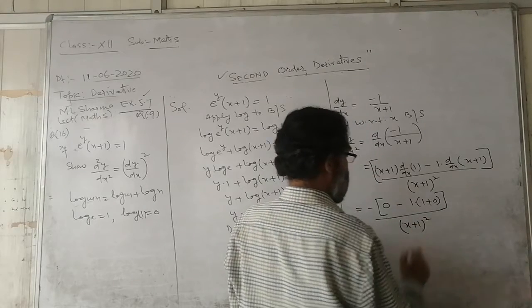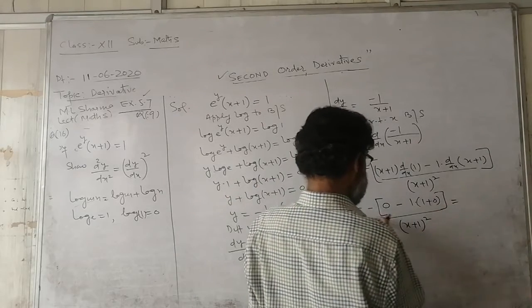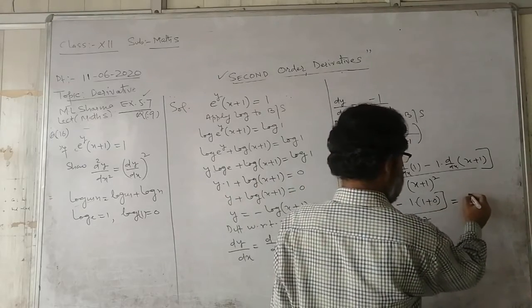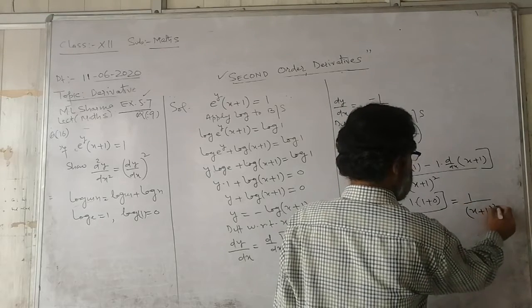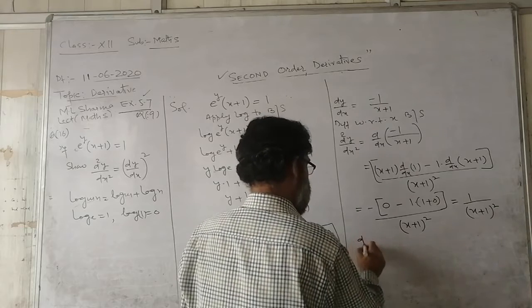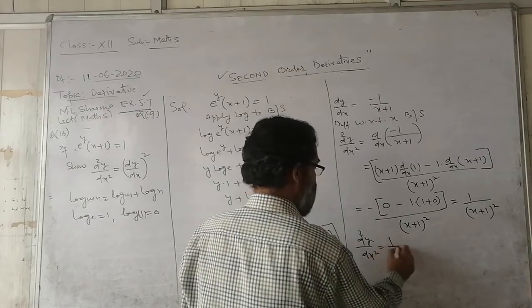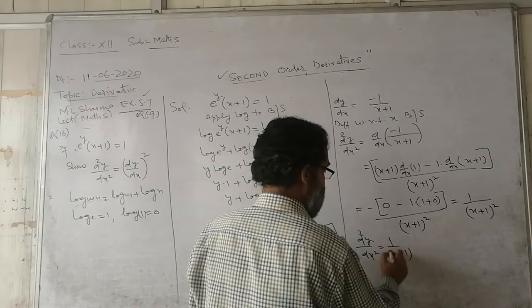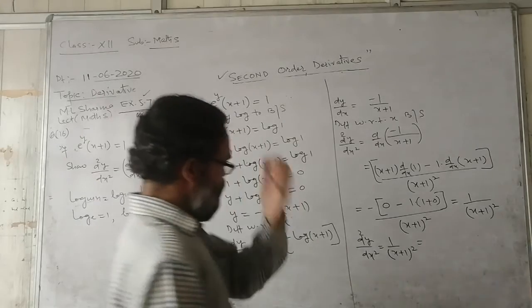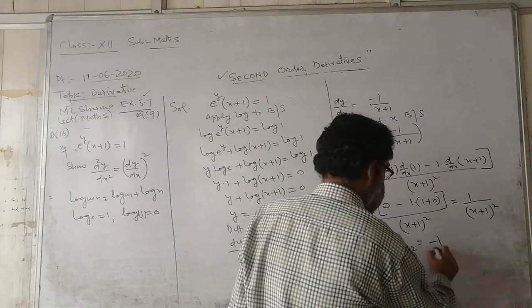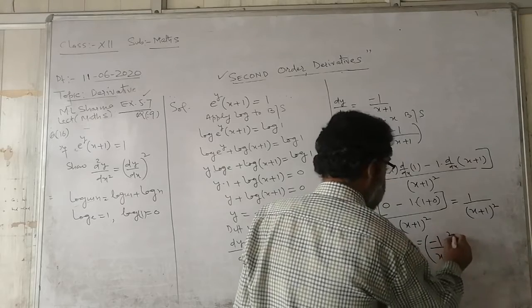x plus 1 whole square in the denominator. This will be equal to minus and minus, it will be plus 1 upon x plus 1 its whole square. That means d2y upon dx2 equals 1 upon x plus 1 whole square. Now this I can write as minus times x plus 1 its whole square.